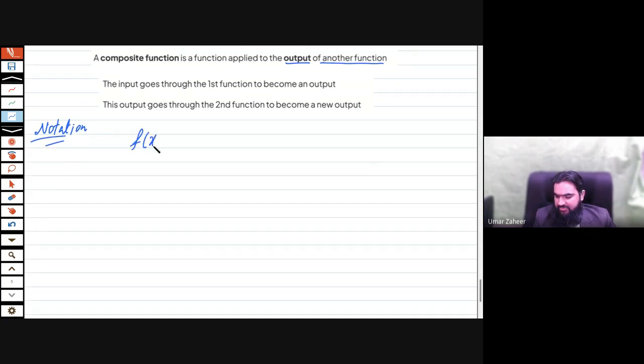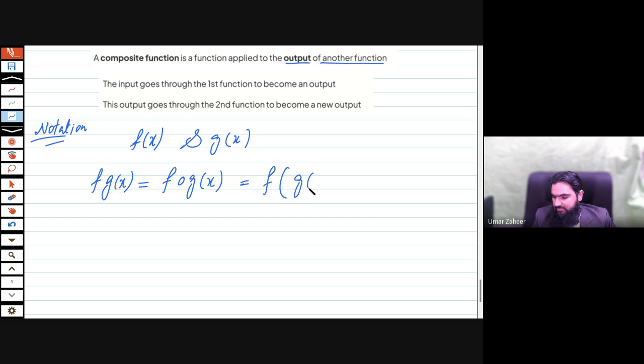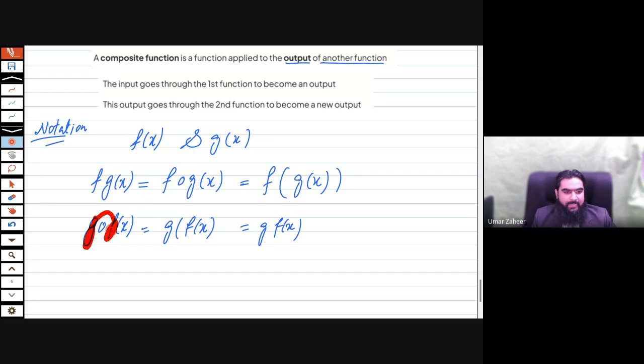For example, you have two functions f of x and g of x. We are making a composite function, so it is written as f of g of x. These are the different notations that we have to use for composite functions. In the same way, it can be written as g of f of x, or g into f of x.